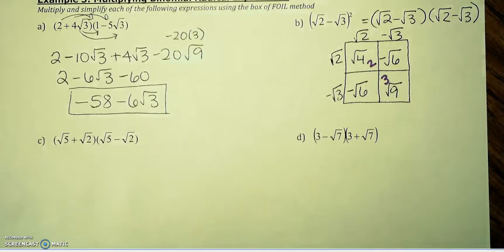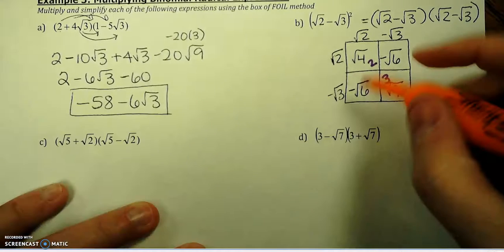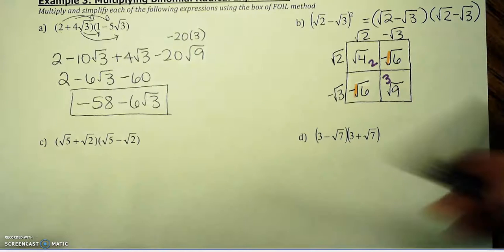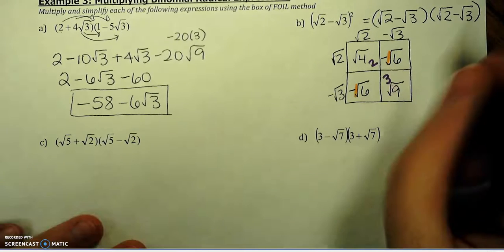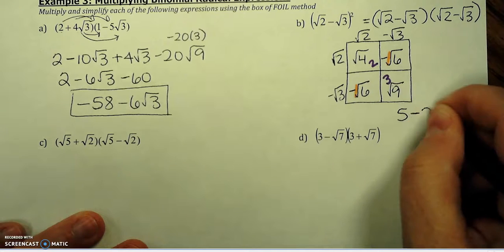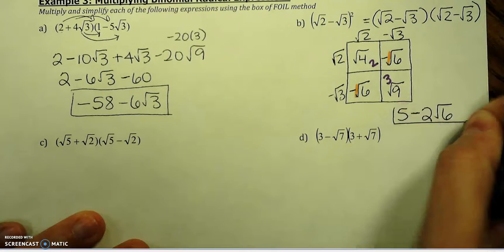And then make sure you think about this here. Both of these have like a little 1 in front of them. So when I combine my like terms here, 2 and 3 is 5. Negative root 6 is minus 2 square roots of 6.